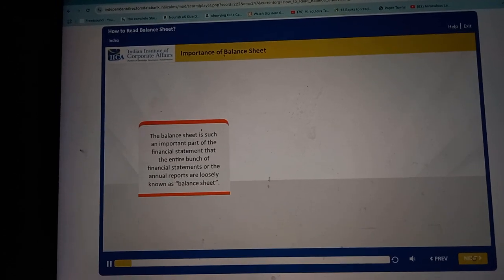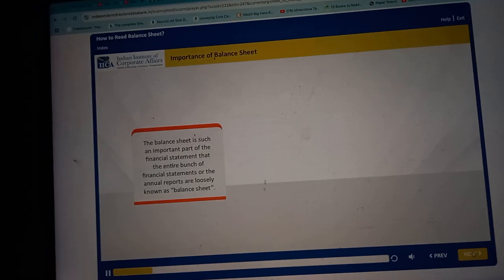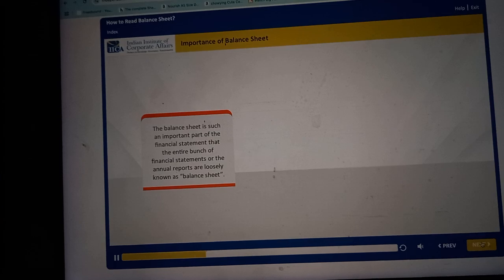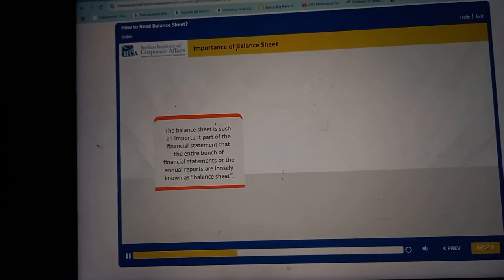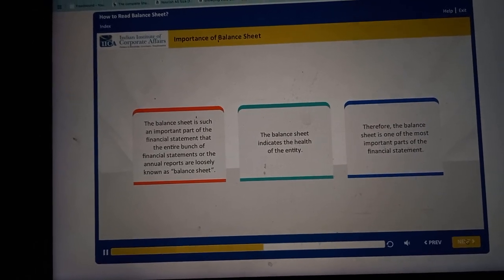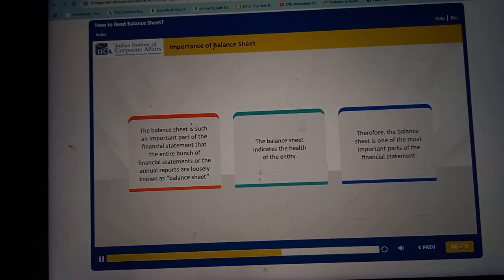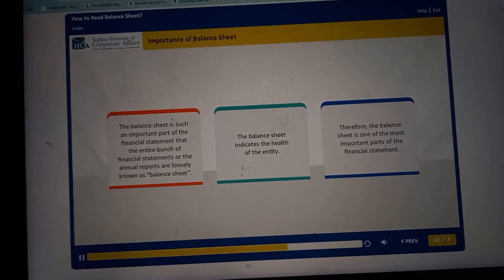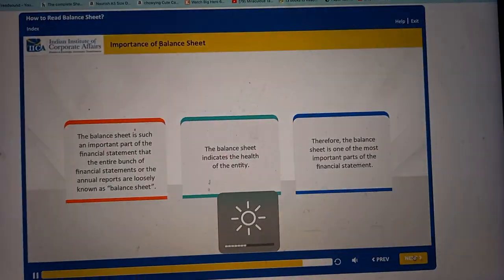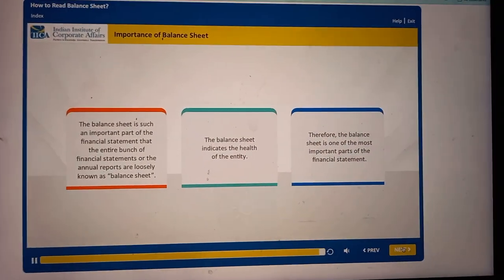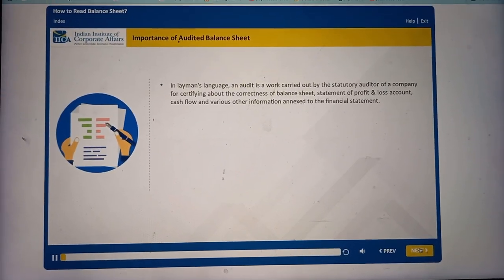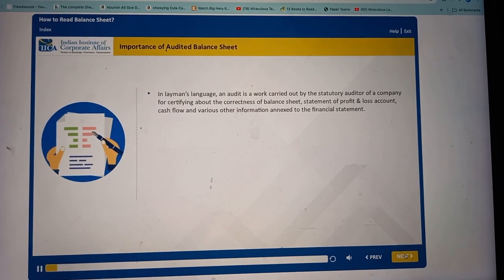Coming to the importance of the balance sheet, the balance sheet is such an important part of the financial statement that the entire bunch of financial statements, as I said in the beginning, is loosely known as balance sheet. And balance sheet indicates the health of the company, and therefore it is one of the most important parts of the financial statement. I'll be explaining in detail, after explaining the importance of audited balance sheet separately, how to read the balance sheet and what is the importance of the balance sheet. Before that, let me explain the importance of the audited balance sheet.